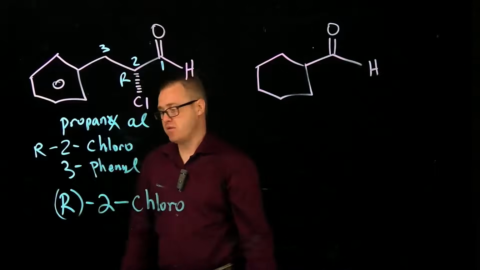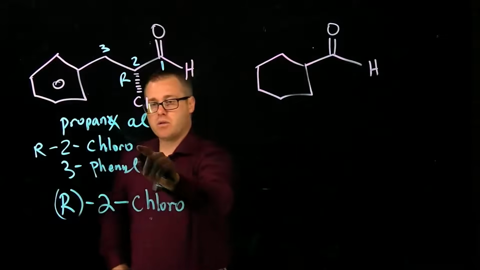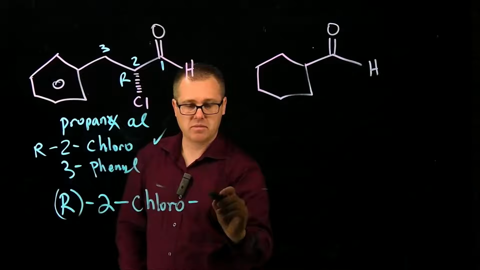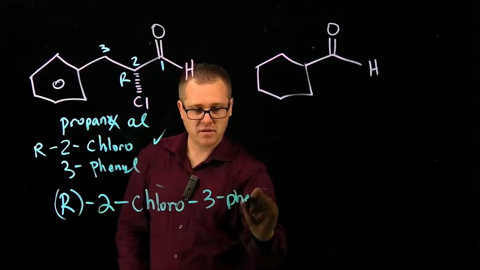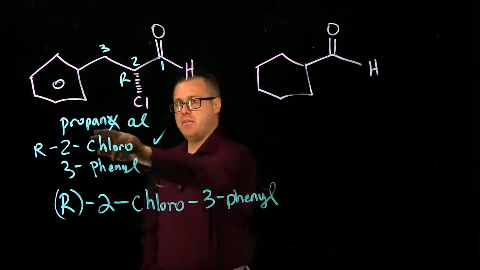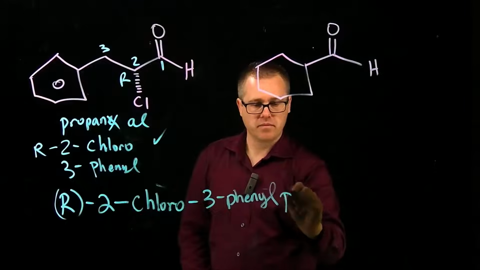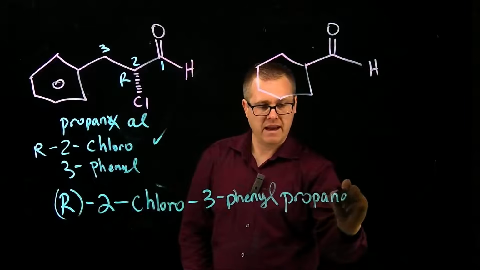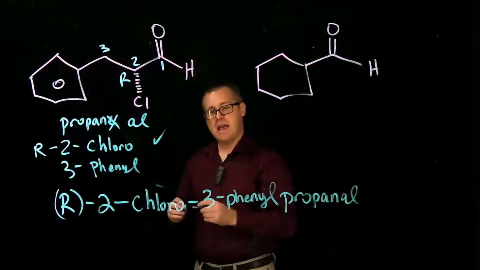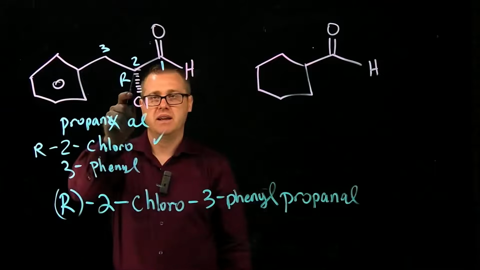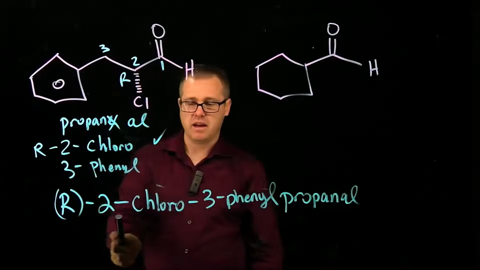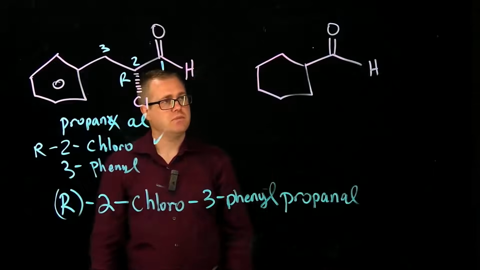Okay, so that accounts for our chloro group, so that's done. Now we have the 3-phenyl, dash 3-phenyl. And then what's our parent name? Propanal. So that's how you would name that molecule when you see stereocenters. You just stick it with the substituent.